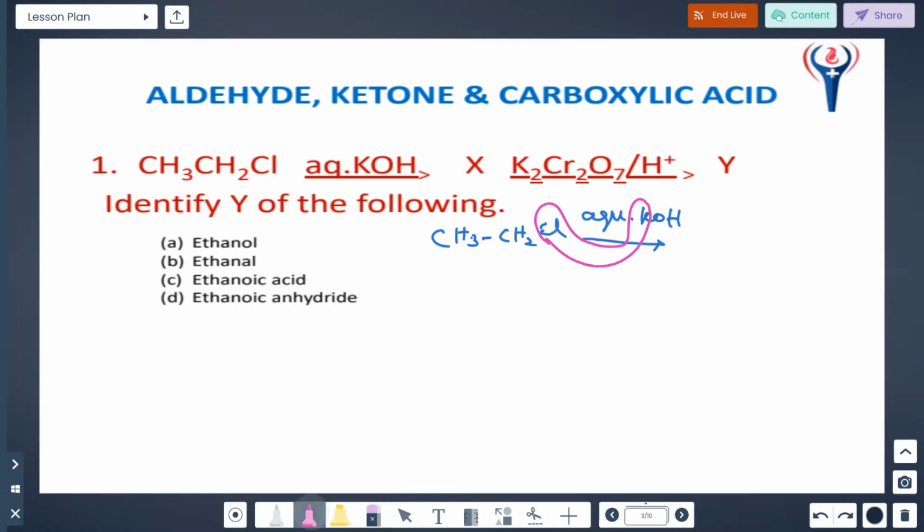Understood? So now what's the product? CH3CH2OH. Ethyl chloride becomes ethanol. This is called X. Again, which one is oxidized? Very simple question. It's a powerful oxidizing agent that converts alcohol directly into acids. If you put this, the CH2OH becomes the COOH group.